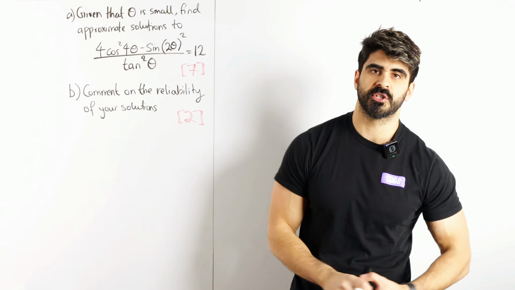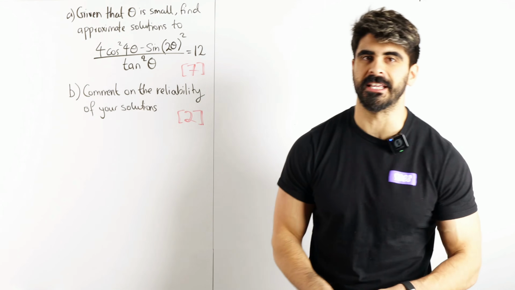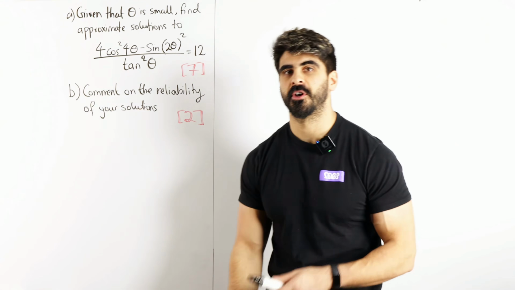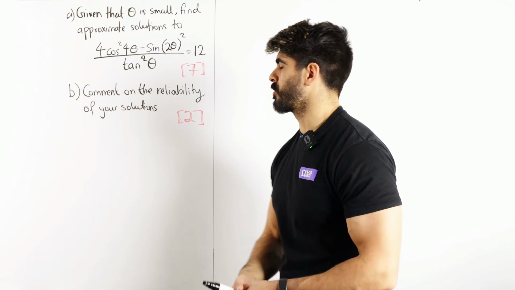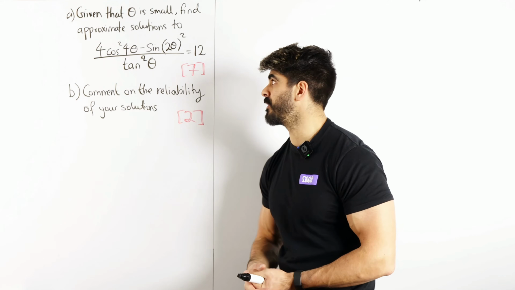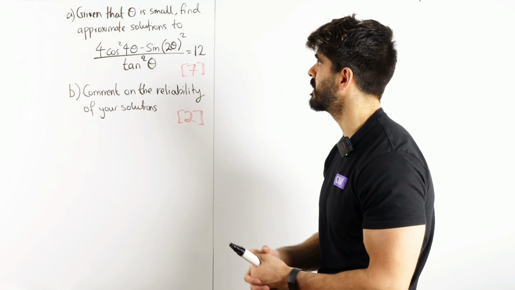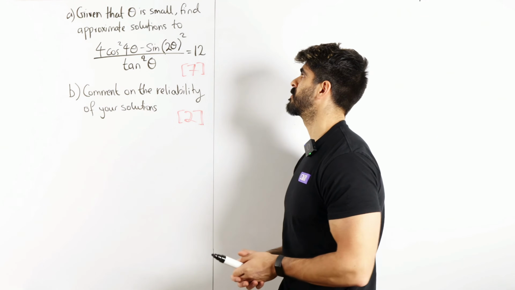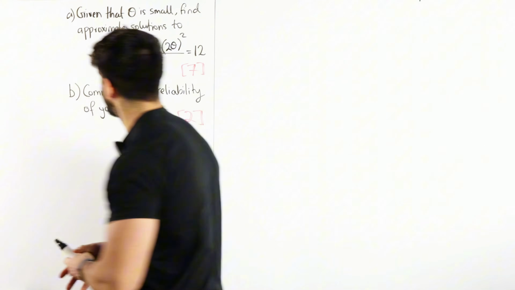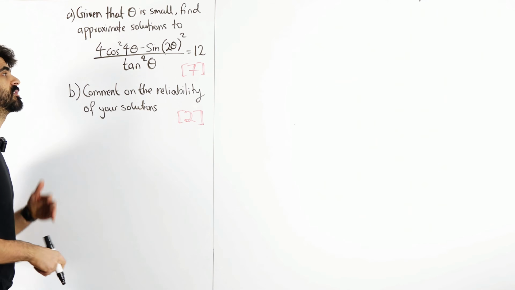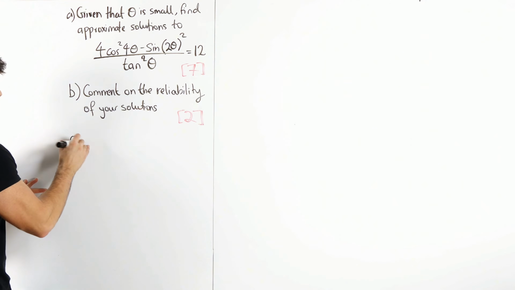Who said small angle approximations are easy? 9-mark question. It probably is easy, to be fair. It's just solving quadratics, quartics, all of that good stuff. So what does it say here? It says given that theta is small, find approximate solutions to this for 7 marks, then comment on the reliability. So nice and simple. We just need to focus on what we know.